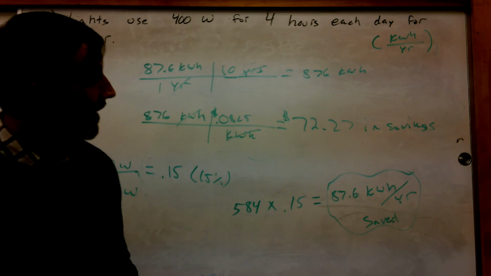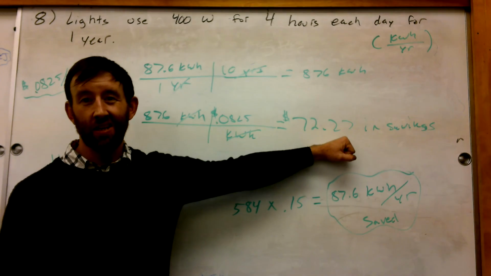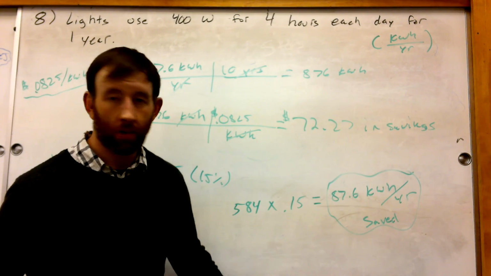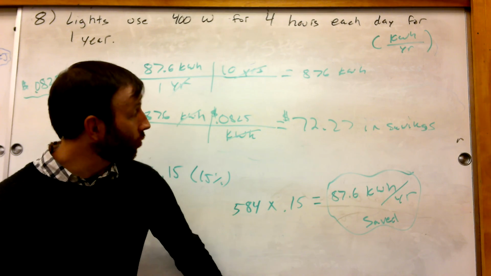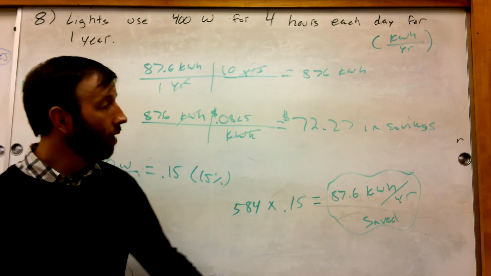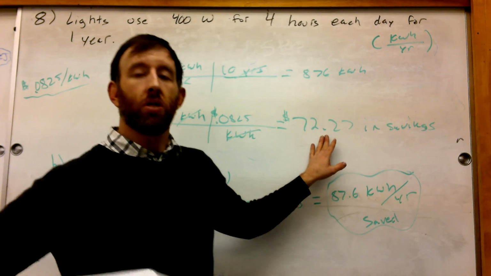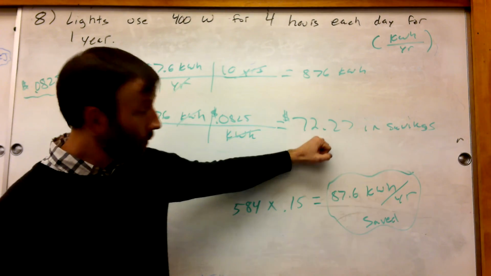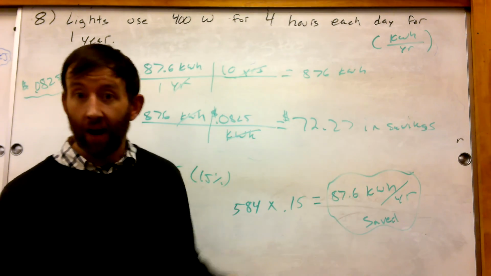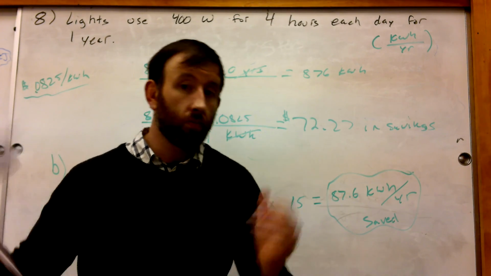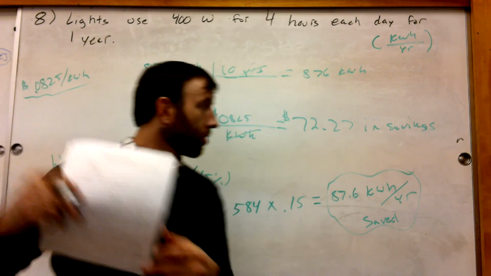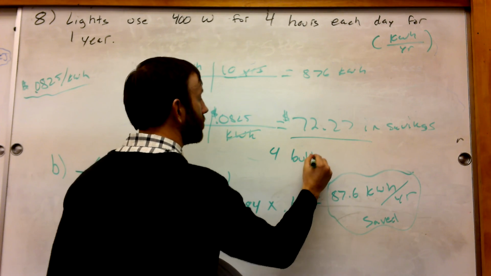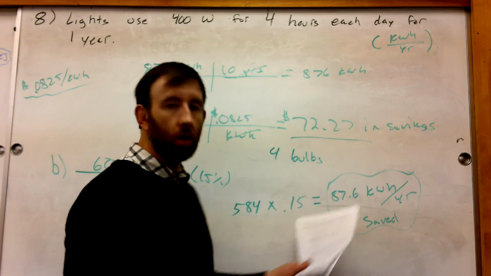Over the 10-year period. Now, $72.27 over 10 years is really not that significant of a chunk of change. It comes out to less than $8 a year. So the question is, does it make financial sense to pay $18 for a bulb? Are we going to save enough money in the long run to make that a wise financial decision, all the environmental concerns aside? So how many bulbs would that buy? That would buy about 4 bulbs. If you divide 18 into 72, it comes out to about 4.